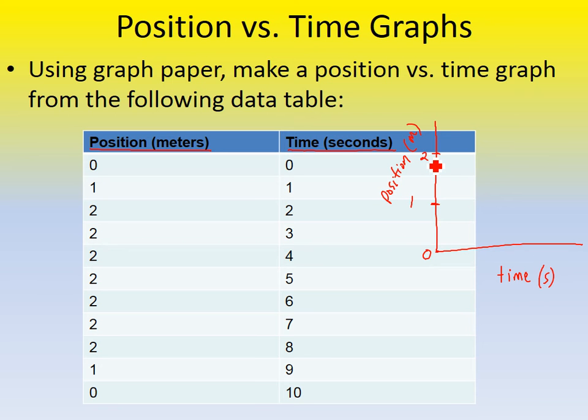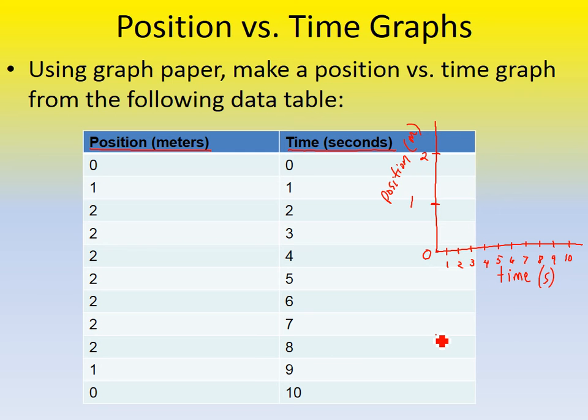Okay, let's do the same thing for time. What's the range here? What's the greatest number of time? 10. Okay, so we've got to make 10 marks here. Try to keep them equal distance apart. Okay, and so there's our starting point. Now let's just plot them.